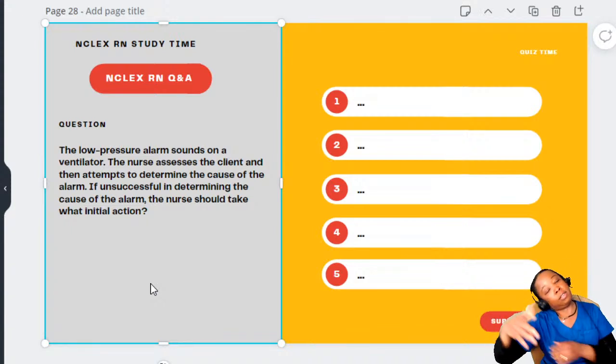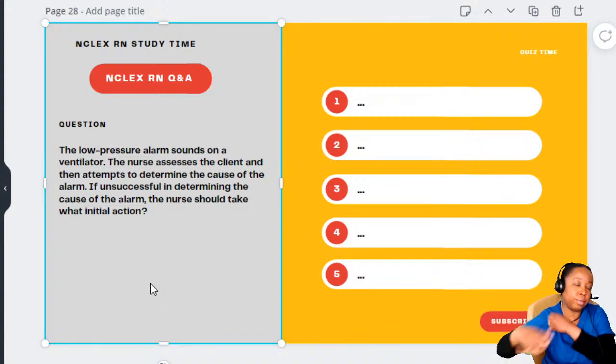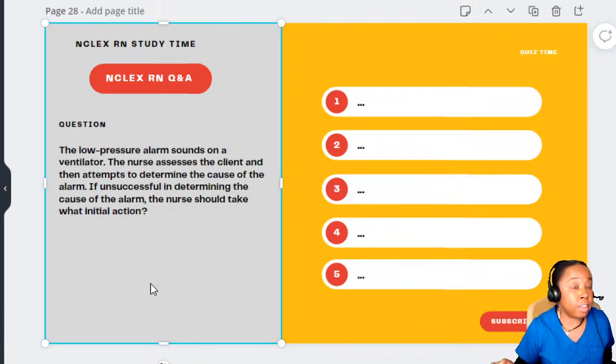Okay, let's translate it to a way that we can all understand. The nurse is taking care of a patient who is on a ventilator, okay? And then the nurse heard the alarm on the ventilator.